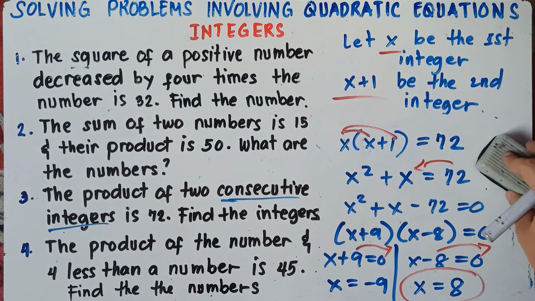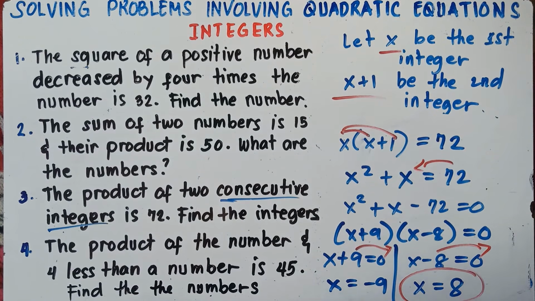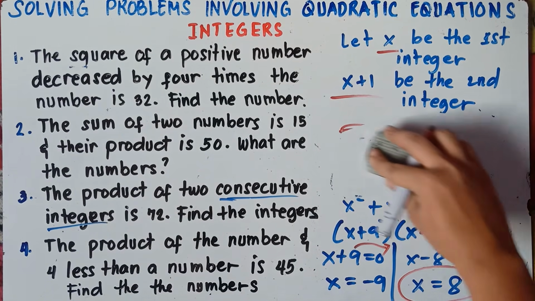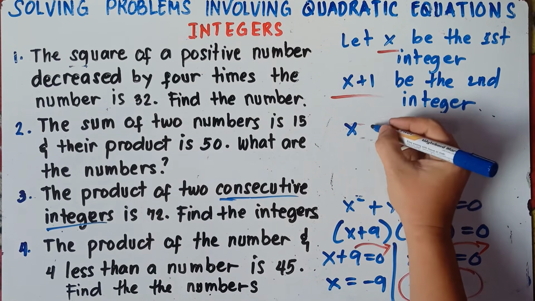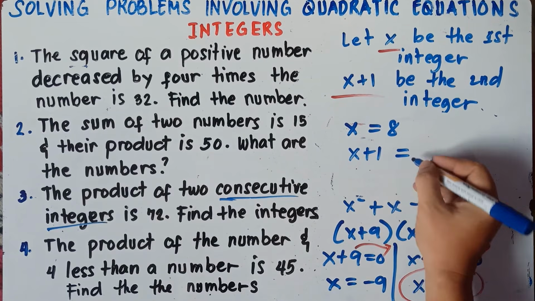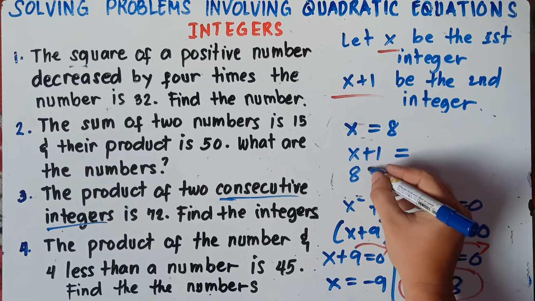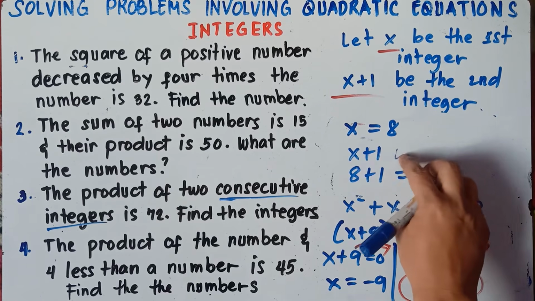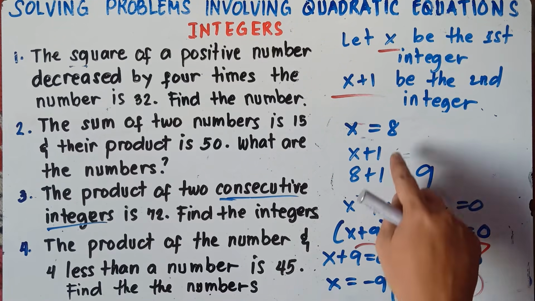Let me erase this part. You pause the video, class. I will be erasing the top part. So our first integer is x. If x is equal to 8, the next integer is x plus 1. Substitute the value of x, which is 8. So 8 plus 1 equals 9. So the two consecutive integers are 8 and 9.